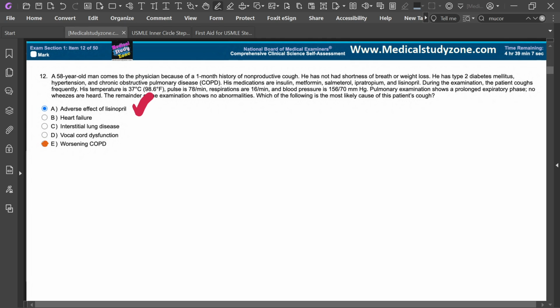Worsening COPD is a reasonable consideration in a patient with a history of COPD and increased cough. However, the patient does not report any shortness of breath, and no wheezes are heard on pulmonary examination. If the patient had progressively worsening COPD, it would be expected that there would be worsening shortness of breath, dyspnea on exertion. Then it is the adverse effect of lisinopril, and we know that lisinopril causes the dry cough.